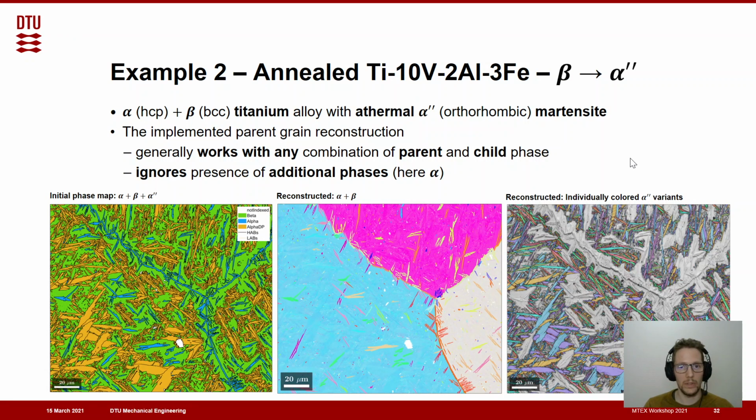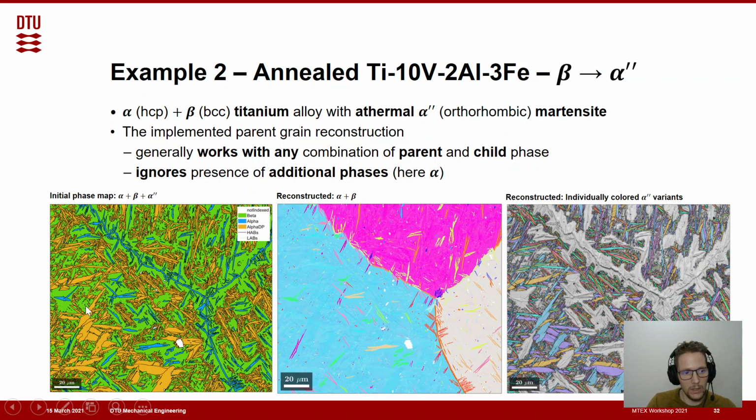So now I will briefly go through a couple more examples, but I'm just going to show the application and not go through the details because otherwise we run too much out of time. So this is a titanium-10 vanadium-2 aluminium-3 iron microstructure. And after intercritical annealing and cooling down, we get something like this. Beta is the high temperature phase. Then we have alpha, which is a phase that forms during a heat treatment, and then during cooling, if beta is not stable enough, we have a martensitic transformation to alpha double prime, which is an orthorhombic martensitic phase.